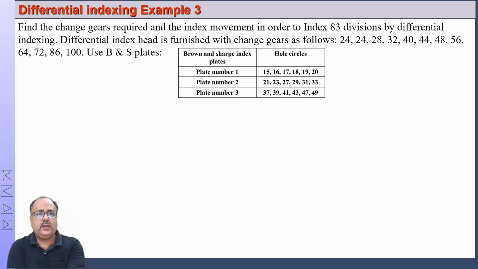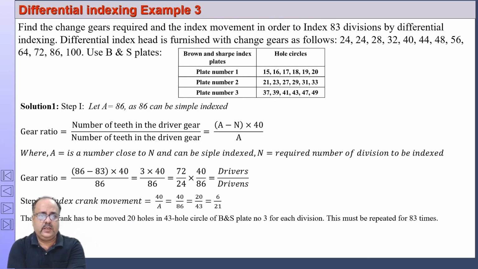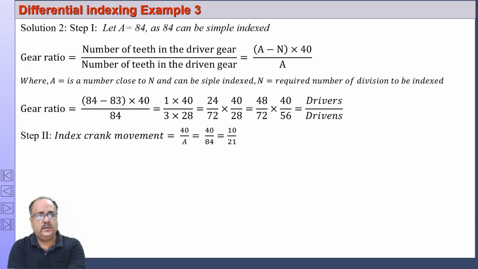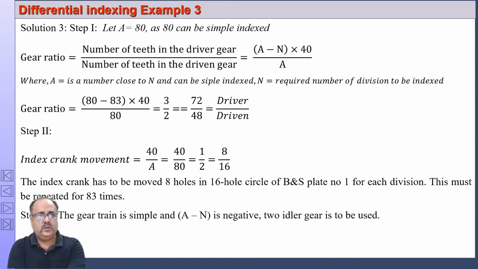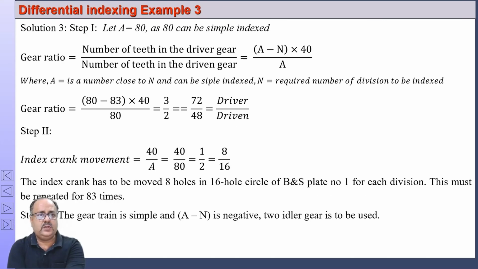Let's move on to another problem, 83 divisions. There is another solution here. It's a compound gear train. Drivers are 72 and 40, and driven are 24 and 86. With this we move on to angular indexing. This is solution 2 and this is solution 3 of the same problem. A problem may have multiple solutions.